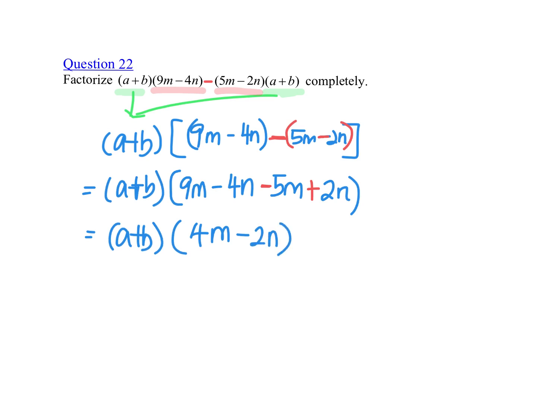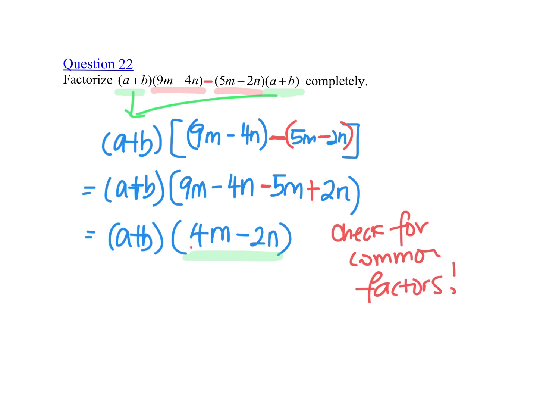Now, a lot of students will think that this is the final answer. Are you sure this is the final answer? What do we need to do? We need to check, are there any more common factors, right? Check for common factors. You check for common factors, you notice that this is a 4, this is a 2, right? So from here, actually, I can factorize out a common factor. So 4 and 2, what's the common factor? 2 is my common factor. Then I will have 2m minus n. Right, this is a plus b.